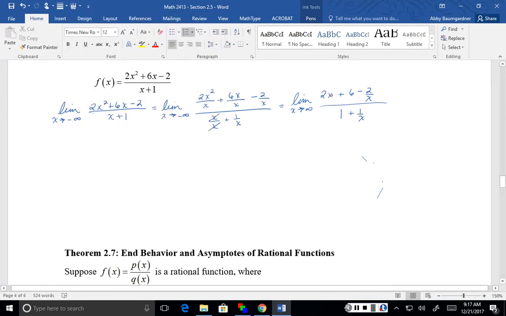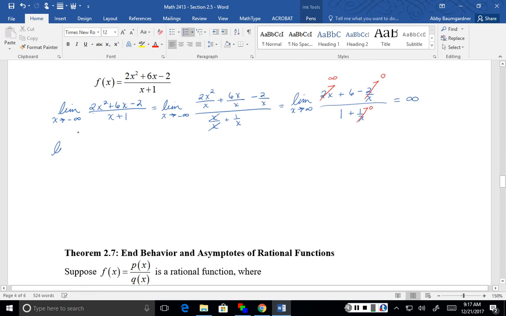So 2 times infinity is going to give us a very large number. 6, there's no place to plug the infinity in, so it just stays 6. 2 divided by something very, very large, that's $2 divided by a whole bunch of people. That's going to shoot off to 0. 1 divided by a bunch of people shoots off to 0. Here we have no place to plug the infinity in. So if we read across, we have infinity plus 6 minus 0. Well, infinity plus 6 is just infinity, a little bit bigger infinity, right? Divided by 1 plus 0. Well, infinity divided by 1 is just infinity.